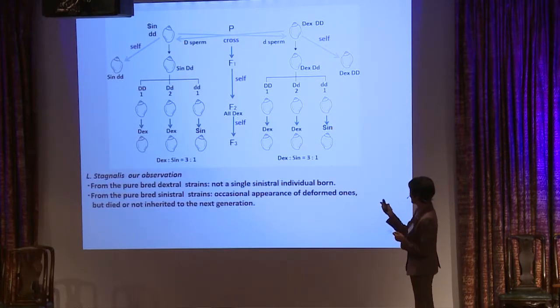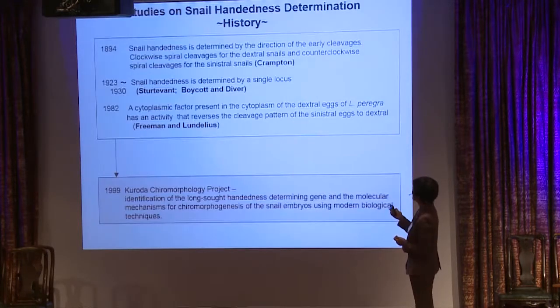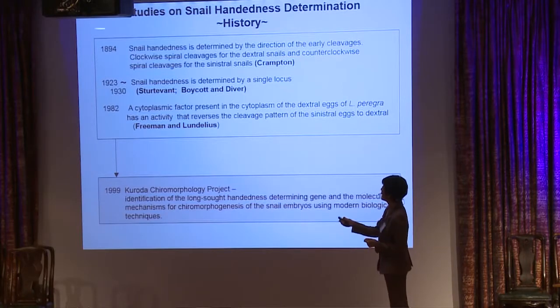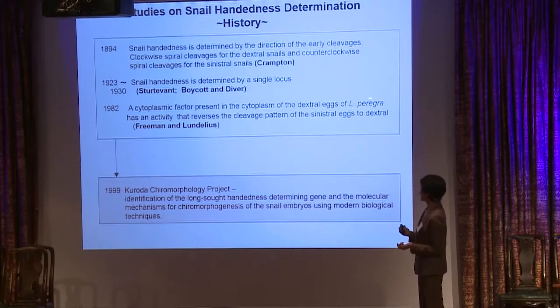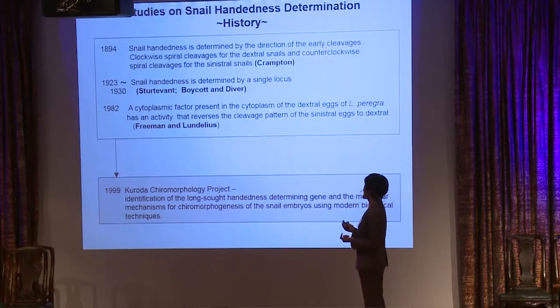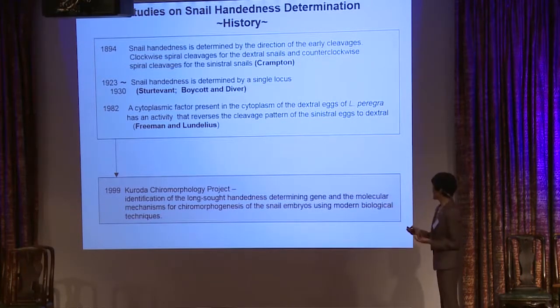And people worked a little bit, and to make it easier, people worked on L. peregra. I worked on L. stagnalis. Why? Oh, before that, I should tell a little bit of the story. Yes, in 1894, Crampton told about the spiral cleavage. In the 1930s, these people said it's a single gene, but it's a Mendelian gene. Then there's one paper, 1982, by Freeman and Lundelius, very famous: a cytoplasmic factor present in the cytoplasm of the dextral egg of L. peregra has an activity that reverses the cleavage pattern on the sinister eggs.